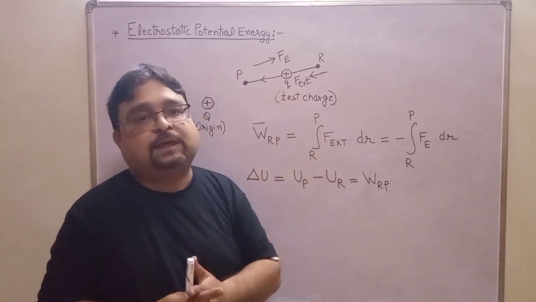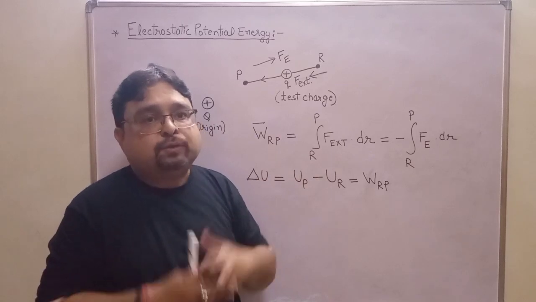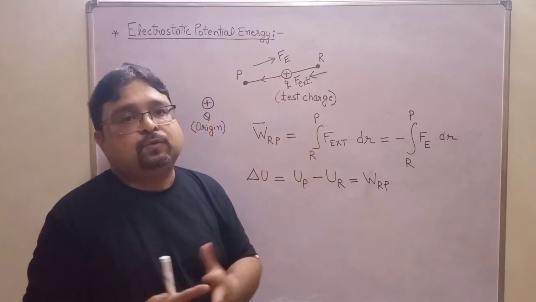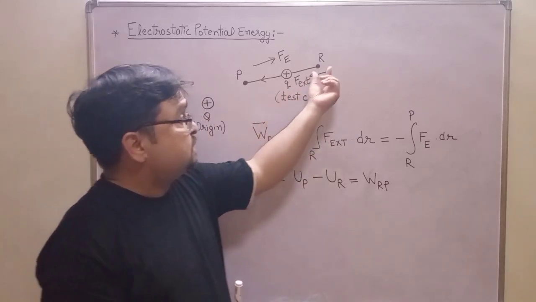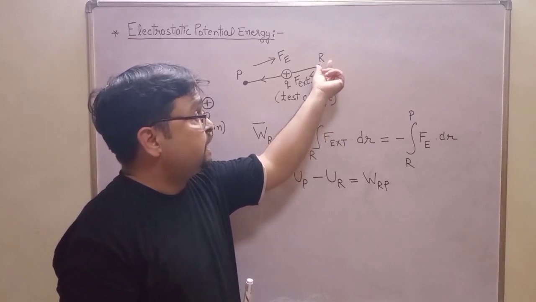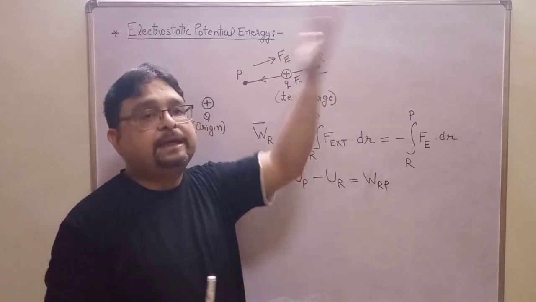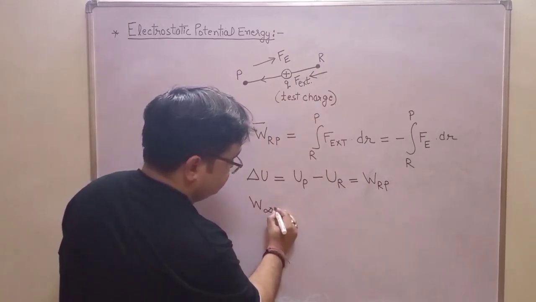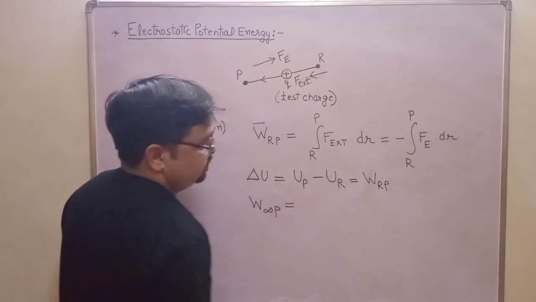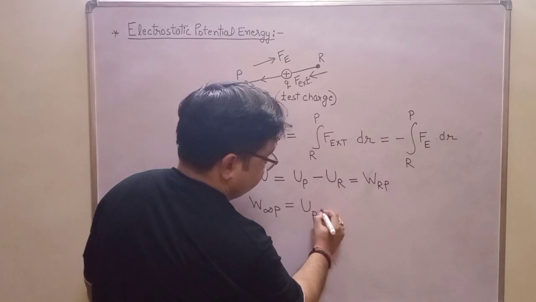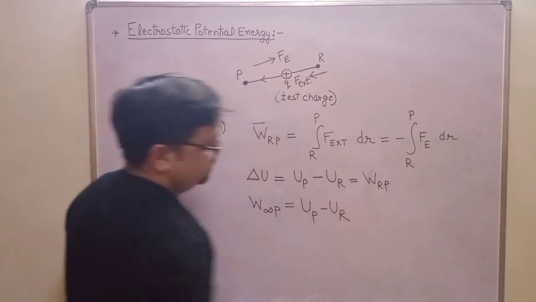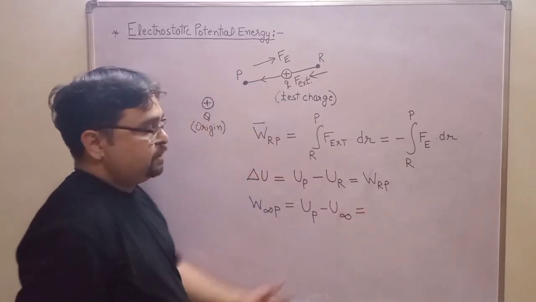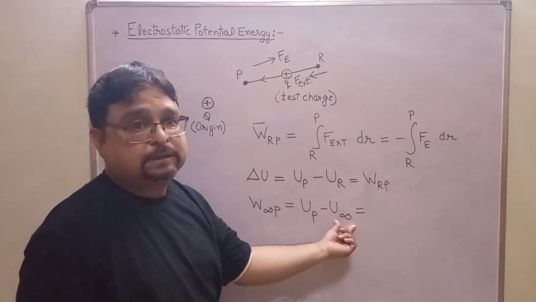Potential energy of this test charge goes on increasing. So we can assume that at infinity, the potential energy of this small q is zero. Let us consider that this point capital R is at infinity. So I can write, and R is infinity. And at infinity, the electrostatic potential energy is considered zero.